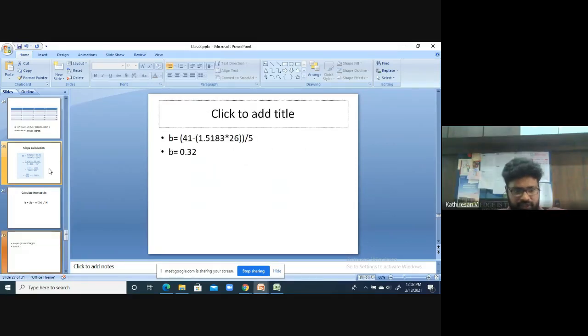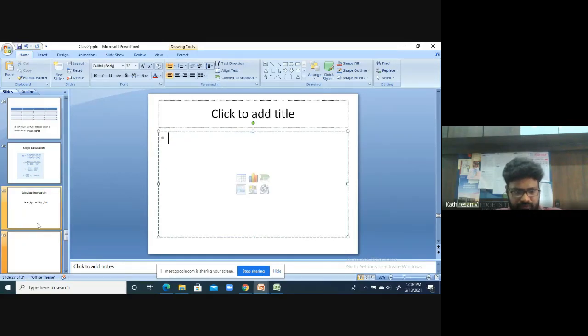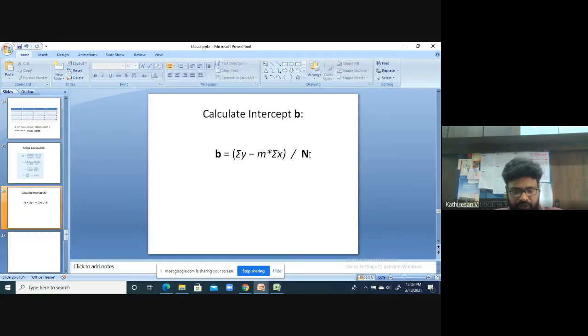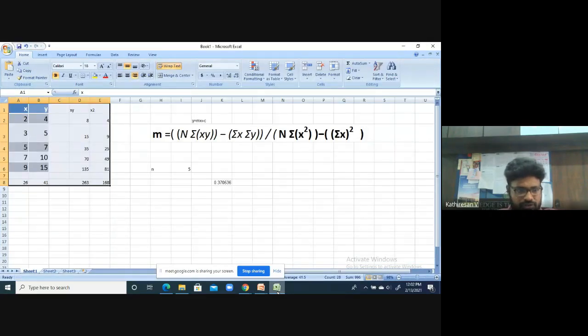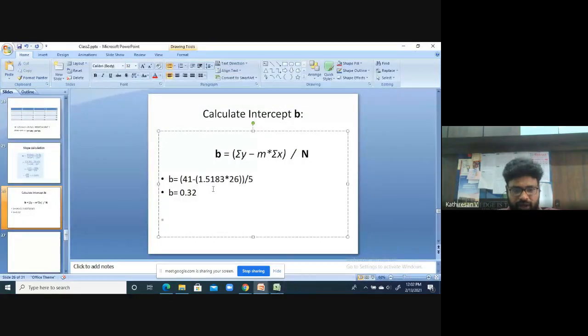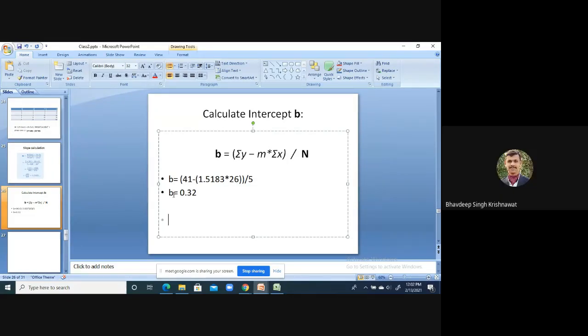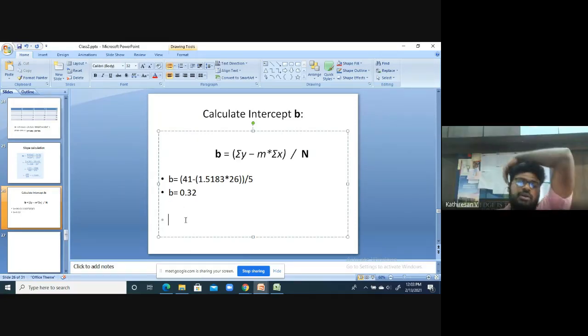See, based on this formula, I'm putting it here. See, 41 is sigma y, right? Sigma y is 41. Yeah, 41 minus m, which is 1.5183, into 26, divided by 5. Yes, sir. So if we go on increasing the value after that 1.5, it will be increased. Okay, I understand.